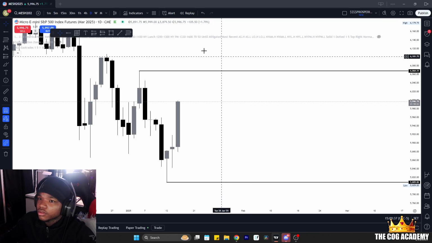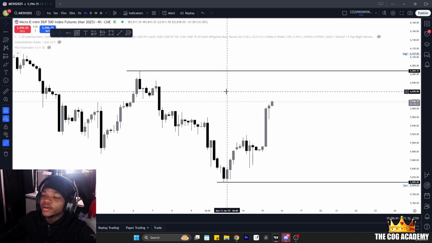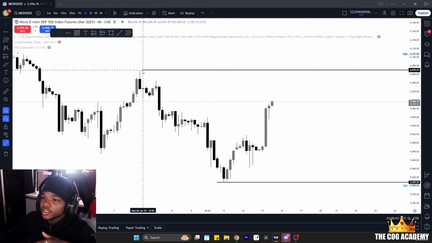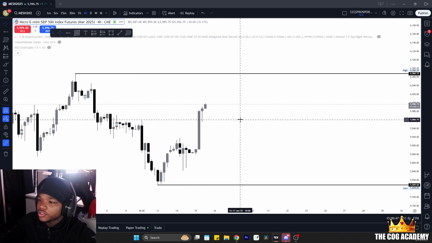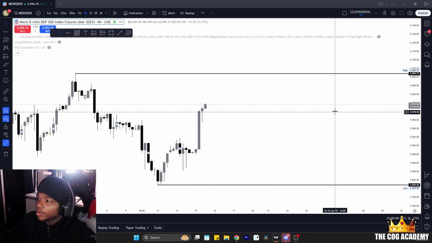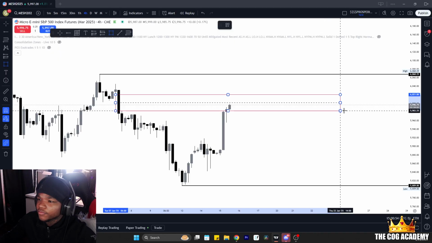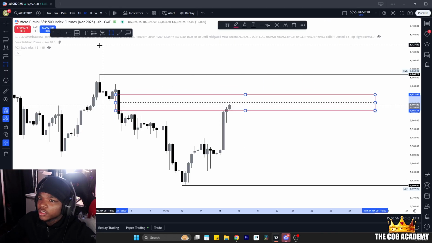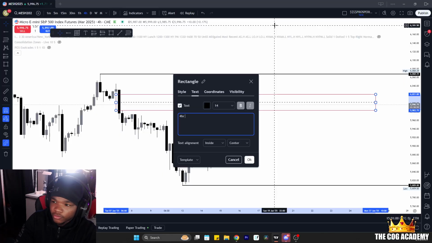So I said, okay, that's cool. Go on a 4 hour. Then I do the same exact thing that I did on the daily for the 4 hour. Let's look for indications of where price is intended on going for a point of interest. It's a big fair value gap right here for the 4 hour. So I marked that price down.